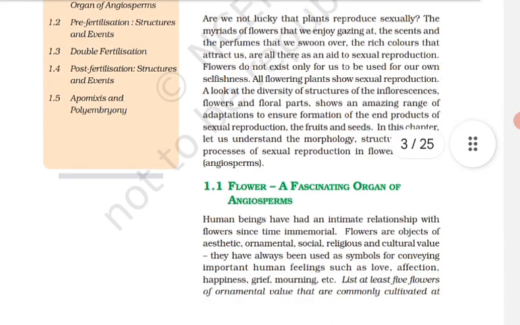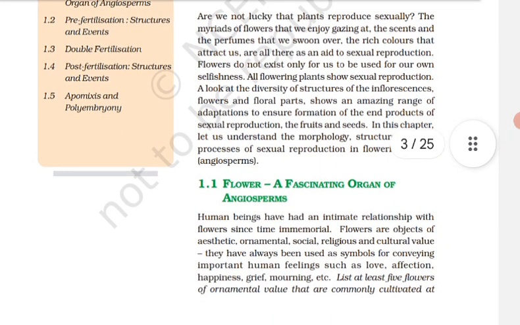The myriads of flowers that we enjoy gazing at, the scents and the perfume that we swoon over, the rich colors that attract us are all there as an aid to sexual reproduction. Flowers do not exist only for us to be used for our own selfishness. All flowering plants show sexual reproduction.